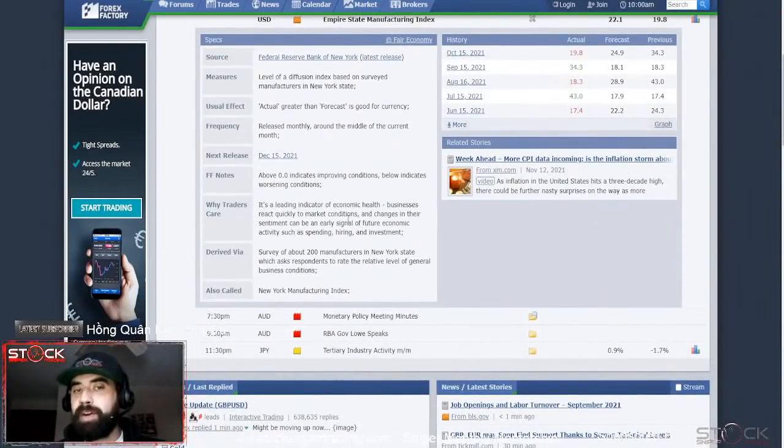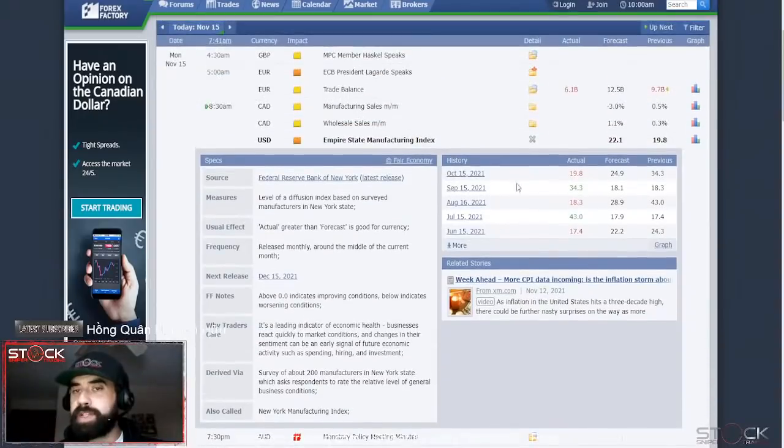So it's a leading indicator in economic health. Businesses react quickly to market conditions and change in their future sentiment, which can be an early signal of future economic activity such as spending, hiring, and investment. It's also called the New York Manufacturing Index. Okay, you can see that as of late, it was red when it closed in October. September was green, red, green. So they fluctuated on and off.